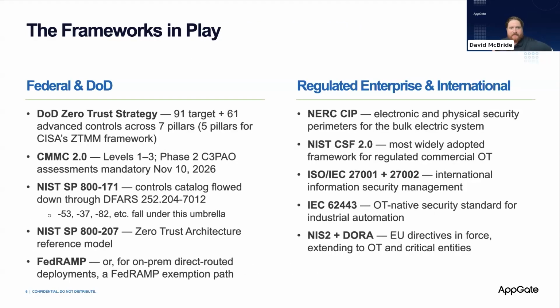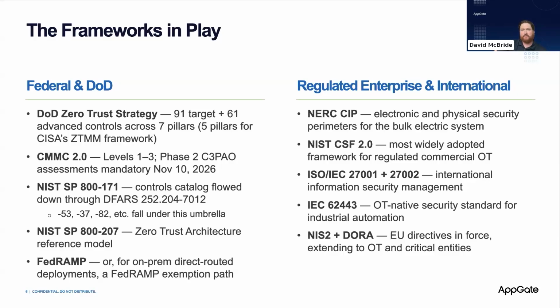So I'm going to take the federal column here, and then I'll hand it off to Walid for his piece. But on the federal and DoW side, like I said before, you're dealing with a few distinct layers. At the top is the DoD zero trust strategy, those 152 controls, 91 target again, and 61 advanced controls across 7 pillars. CISA has their own zero trust maturity model with 5 pillars, and there's meaningful but imperfect overlap there. So if you're supporting both a DoD and a civilian agency, you need to understand both mappings.